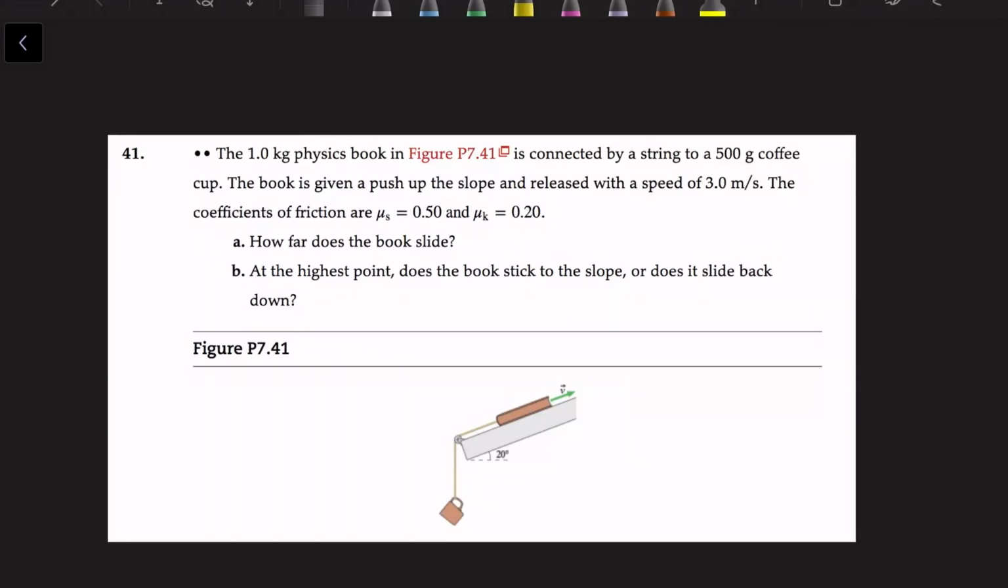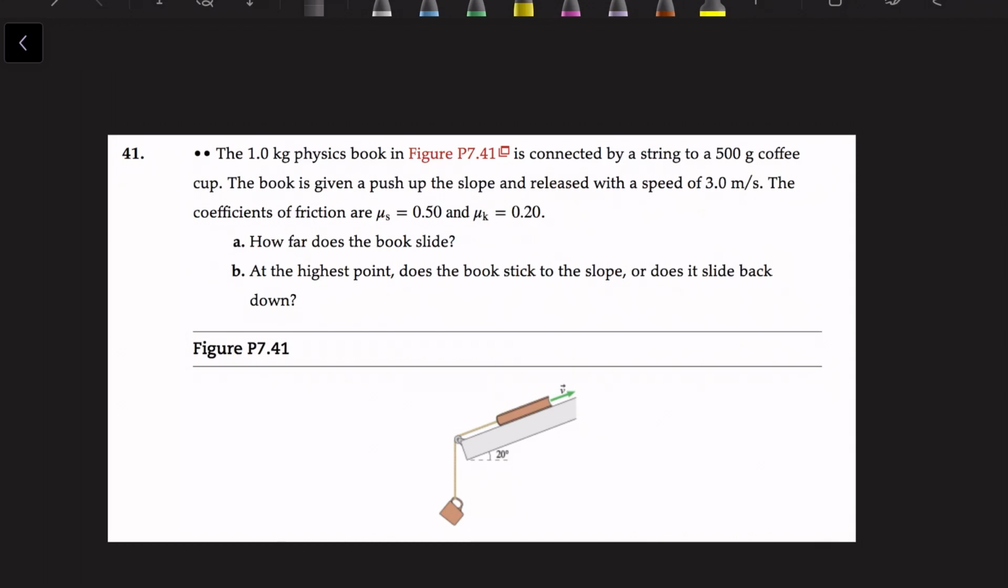My name's Hector. We're going to go over question 41. The 1 kilogram physics book in the figure is connected by a string to a 500-gram coffee cup. The book is given a push up the slope and released with a speed of 3 meters a second. The static coefficient of friction is 0.5 and the kinetic is 0.2.